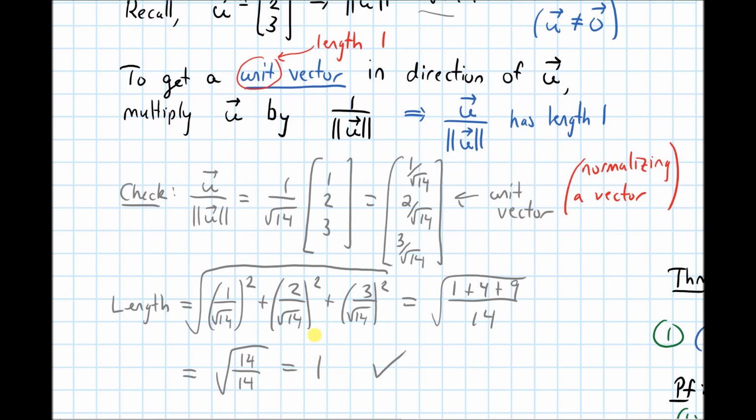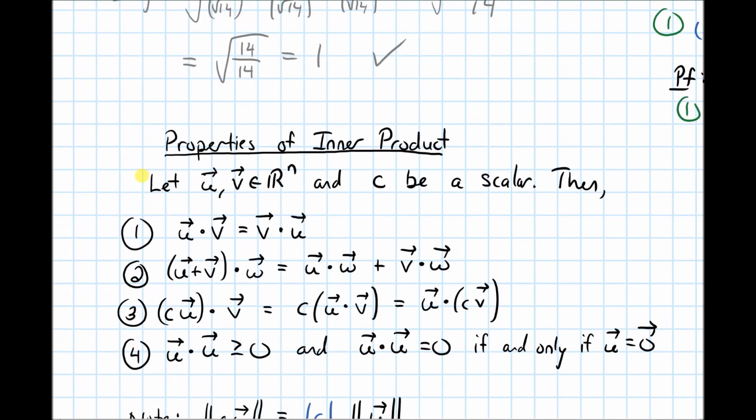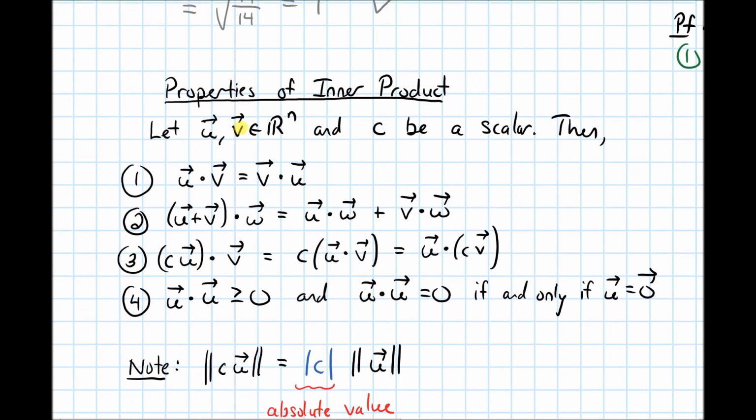What I want to end this video by doing is listing some properties of the inner product. If u and v are vectors in Rn, and c is a scalar, then the following properties hold. Property 1 says the inner product commutes, so the order in which we take the inner product doesn't matter. Property 2 is distribution. If we take the sum of two vectors and take the inner product of that with a vector w, that w distributes to each of these.